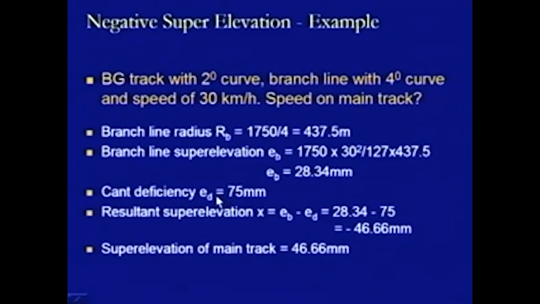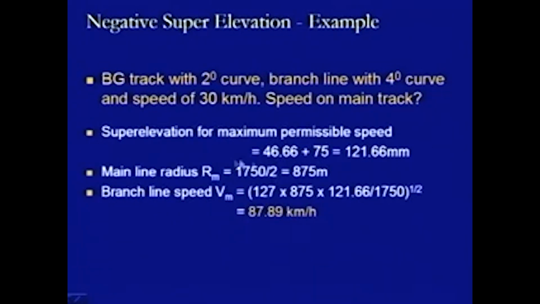Now, the Kant deficiency defined for the branch line or the track, broad gauge track, is 75 mm. So, the value of x is 28.34 minus 75, which is negative, minus 46.66 mm. Now, when it comes to the main track, it will change its sign and become 46.66 mm. This value of 46.66 mm will be added to the Kant deficiency for the main track, again 75. So, it will be 121.66 mm, and then we have the radius of the main track, which is 875 meters, based on the degree of the curve of 2 degrees.